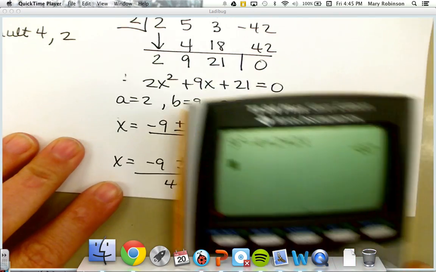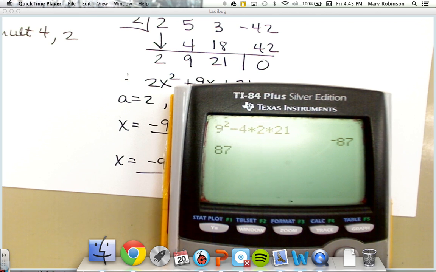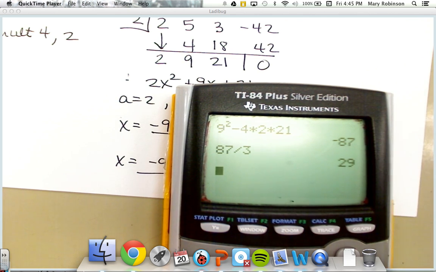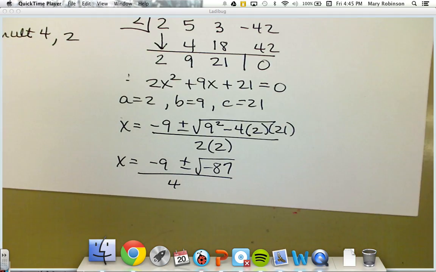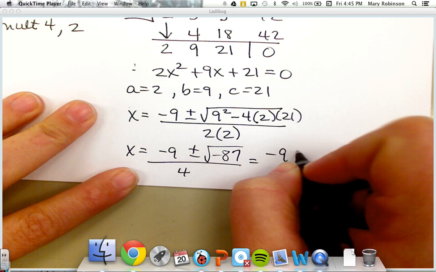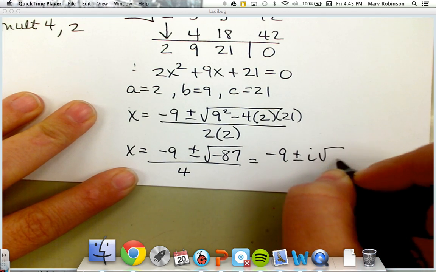Now 87, we don't know of any factors offhand, but it's odd, so I'm going to try 3. It is divisible by 3, we get 29, but 29 is a prime number, so because its only factors are 3, 29, 1, and 87, we know we can't simplify any further. So we're just going to have negative 9 plus or minus. The most we can do is pull out i.